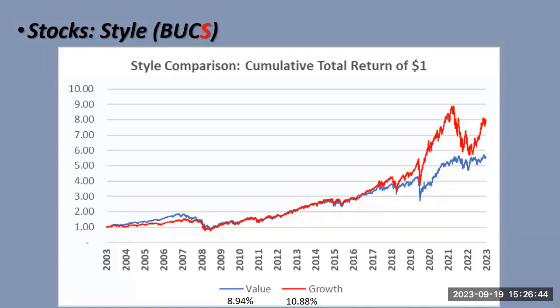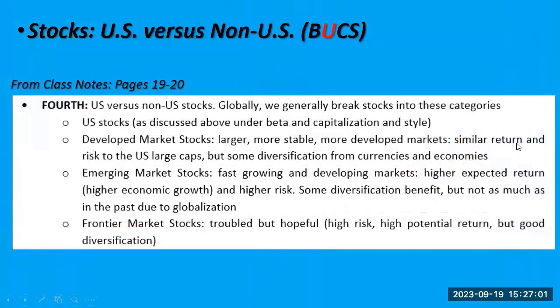That's pretty significant. 200 basis points over several years, 20 years, is a significant difference in return. You definitely would notice that. You know, $1 is $8 with value stocks. If you had growth stocks, $1 is $5.50. So if it's a $1 million portfolio, you're talking about a pretty big difference.